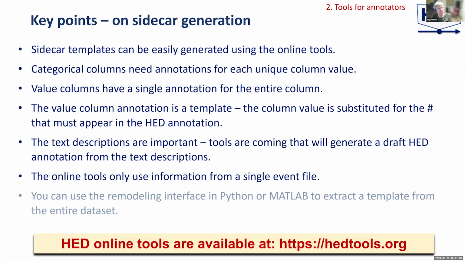Now, the online tools that I showed only work for a single event file. So if you have event codes that vary across the different recordings, then the online tools may miss some of the unique values. However, you can use the remodeling interface, which you can call from Python or MATLAB or from the command line, to extract the template for the entire data set. It's pretty easy to use. You just write a command file in JSON. The online tools are available at hedtags.org.